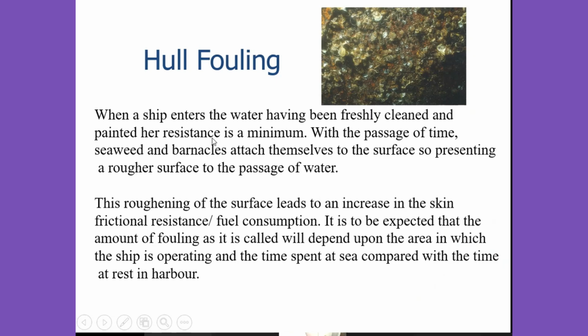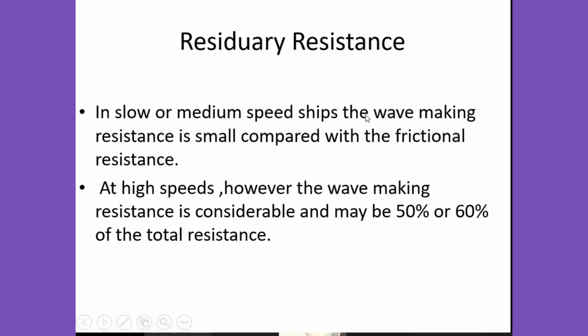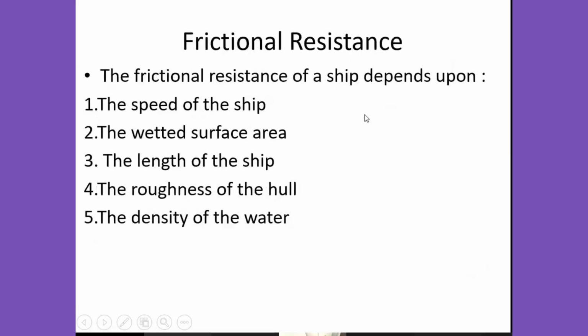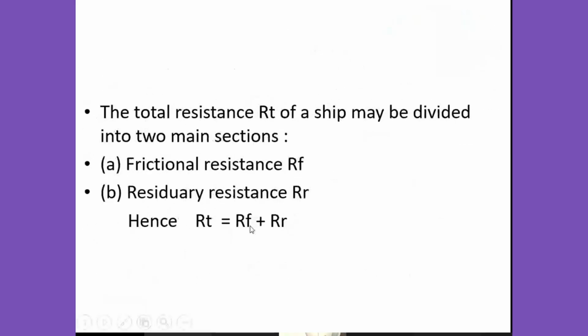Fouling of the hull. Now this represents the barnacles which have formed their home on the surface of the hull, and this increases what type of resistance? Frictional resistance, because it has become rough, and as the vessel moves, it encounters more and more resistance. So in the relationship where we saw RT is equal to RF plus, this will increase because of the fouling on the hull.